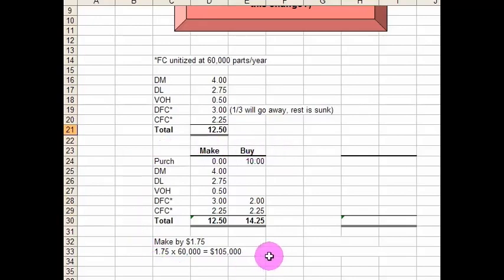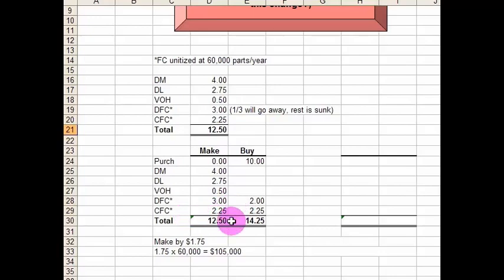So, cost of purchasing the part, nothing if you make the part yourself, $10 if you buy it. I've added in materials, labor, variable overhead just in the make column. And then for direct fixed costs, notice that if you make the part, your direct fixed cost is $3 per unit. If you buy the part, 1/3 of that will go away. So what you're left with is just the $2 per part cost.